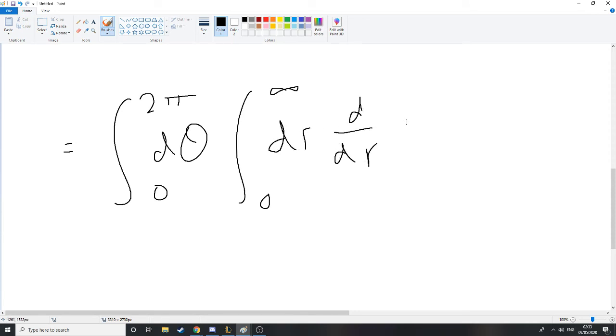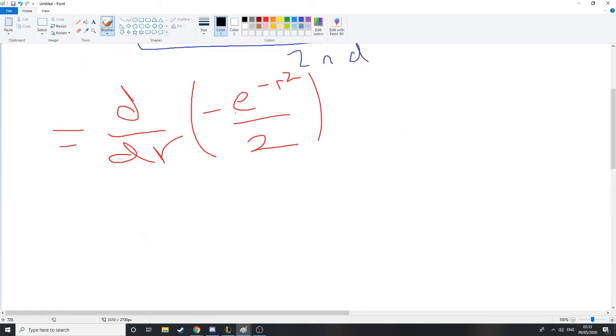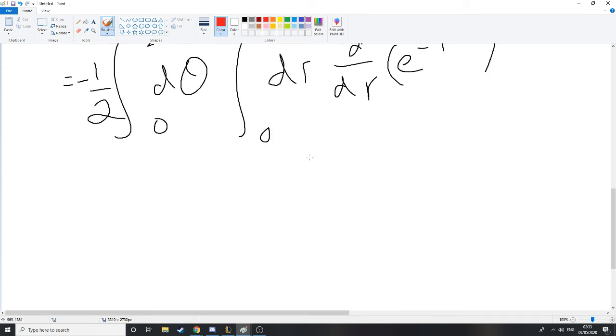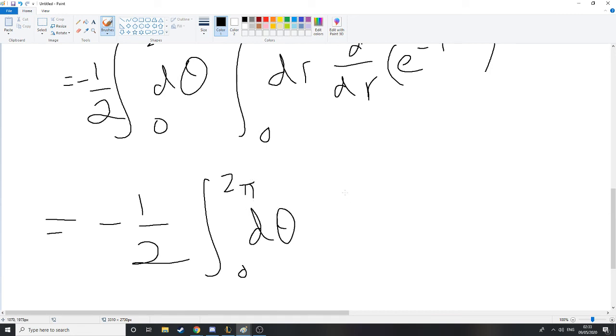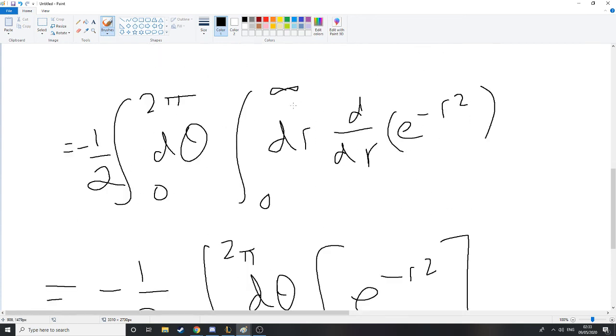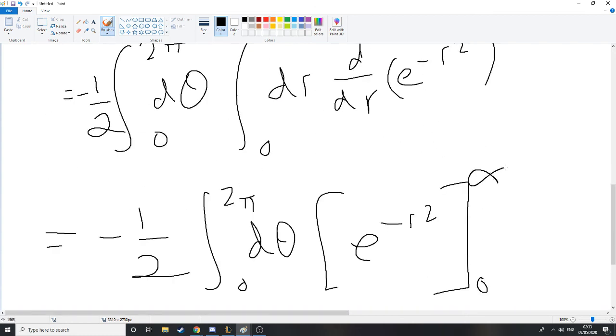dr. Actually, this minus half here, we can just factor that out to the front of the integral. Just leave this. And then, by the fundamental theorem of calculus, if you integrate a derivative, you're just going to get that function back. So we're left with just this function evaluated at the limits, which are 0 and infinity.